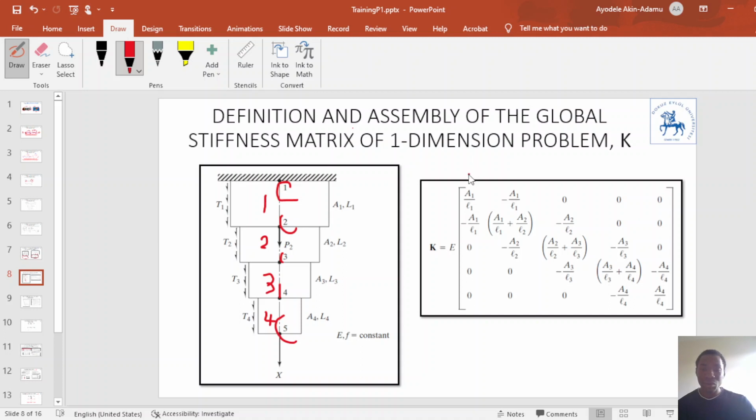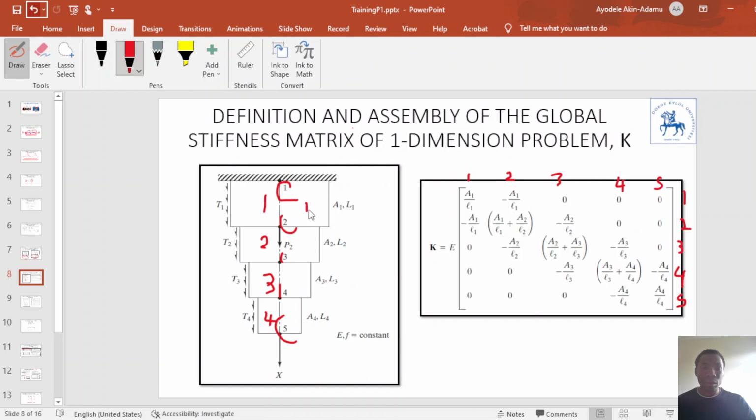So these are our node 1, node 2, node 3, node 4, node 5. The same thing for the columns: node 1, node 2, node 3, node 4, node 5. Next, each local stiffness matrix of the body is added to form the global stiffness matrix, in order to assemble the final global stiffness matrix. So let's say here we have 4 elements, so we have 4 local stiffness matrices.